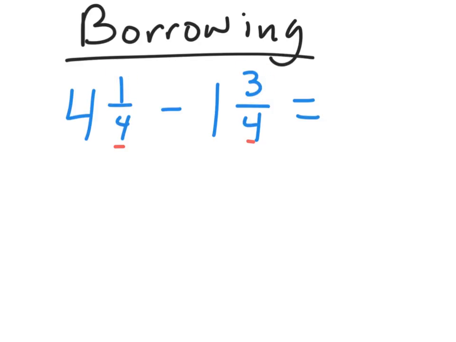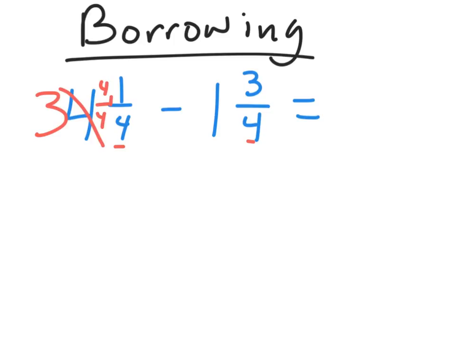When we borrow, we have to take from the whole number and put it back. So what we're actually doing is taking 4 and making it a 3. We've taken 1 from the whole number. We need to put that whole number into the fraction. Well, how do we make one whole number with the denominator 4? We make it 4/4.